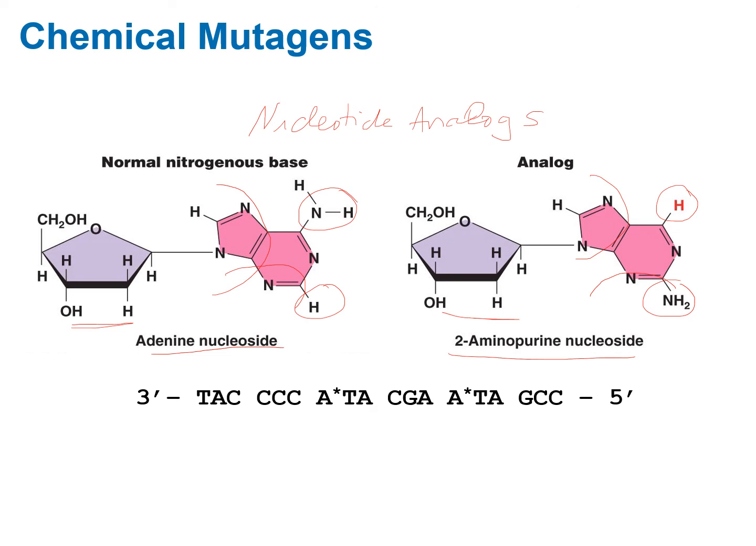Let's take a look. So I've given you a nucleotide sequence here. This is from some gene, and during DNA synthesis, we've had the incorporation of 2-aminopurine. That's what the A with the asterisk means. So instead of getting a normal adenine, we've got this base getting in. When DNA polymerase comes around and wants to make a copy of this DNA sequence, here's what happens.